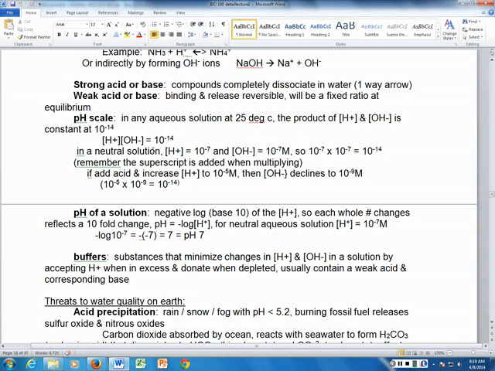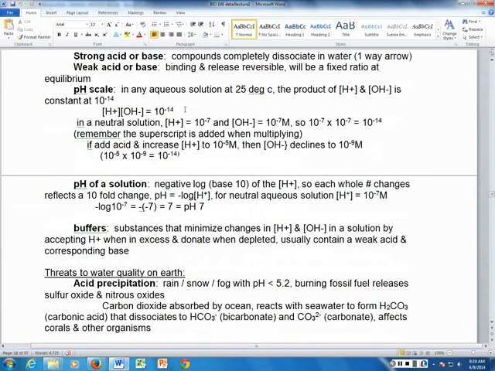So in a neutral solution, you've got hydrogen ion is 10 to the negative 7th.